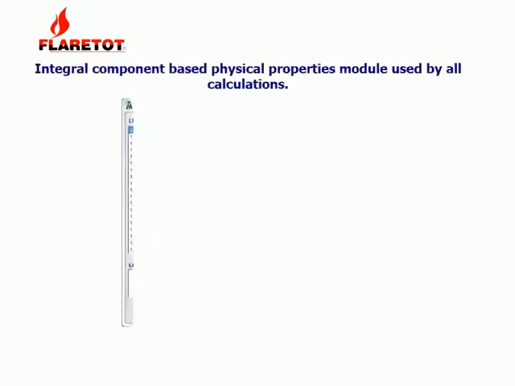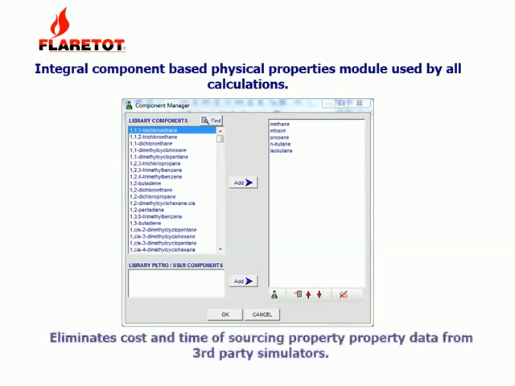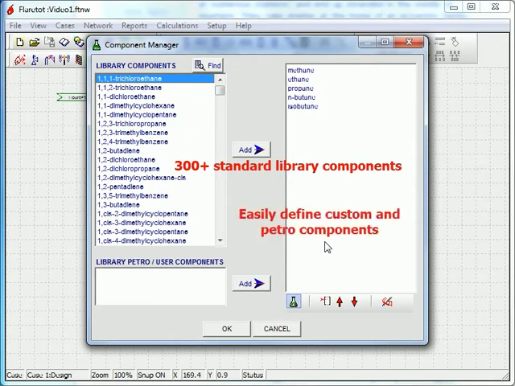flaretot includes a component-based physical property module which generates all the data required for the piping network and calculation modules. This means you do not have to generate physical property data using other software. The physical property module includes over 300 standard library components. There is also full support for petro and custom components. These are easy to define from within the program, using minimal data.